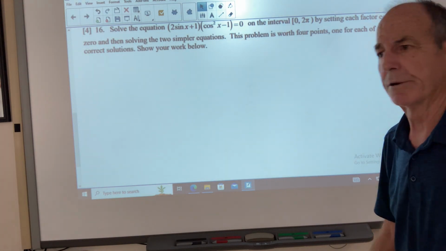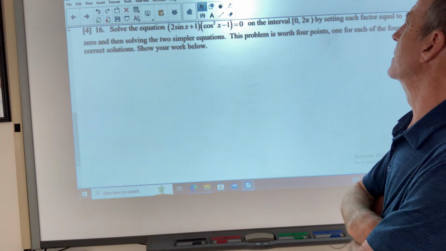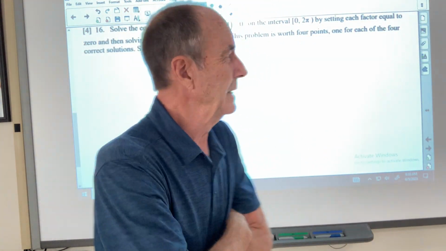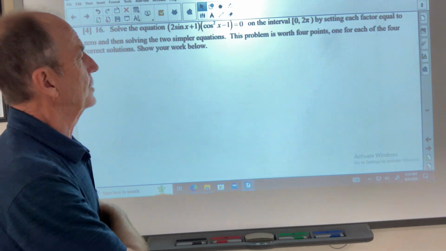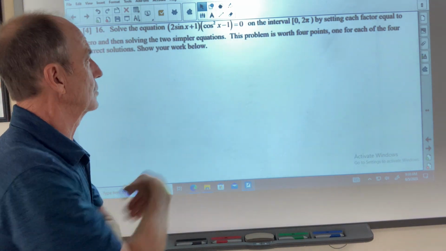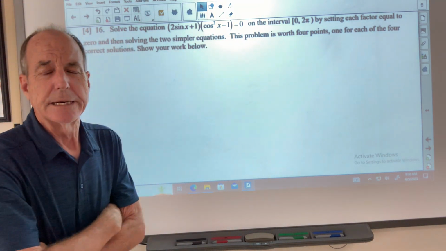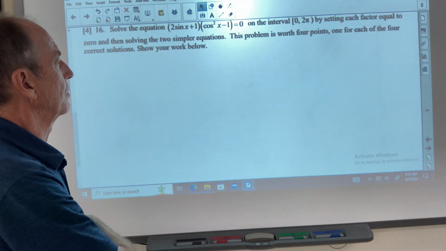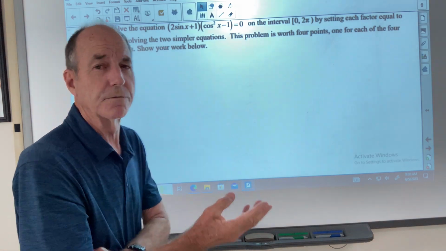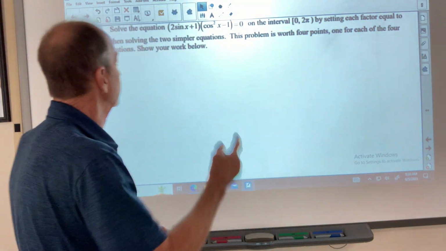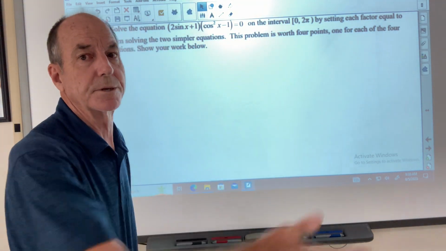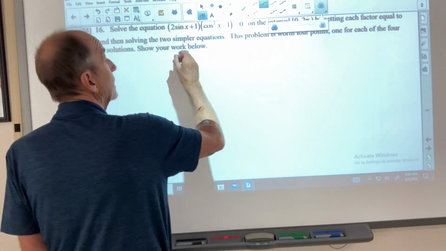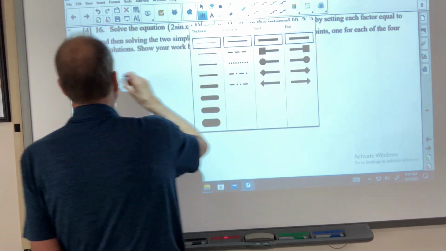Last problem, no calculator. Solve the equation on the interval 0 to 2 pi. So think in unit circle, we're going once around. And it tells you how to do that. Set each factor equal to 0. It's already factored, which is nice, so we don't have to factor it. Just set each equal to 0, solve the 2 simpler equations. 4 points, 1 for each of the 4 solutions. So there should be 4 answers. X will be something, something, something, something, right? That's the task.